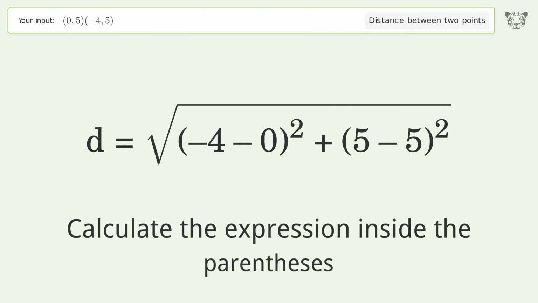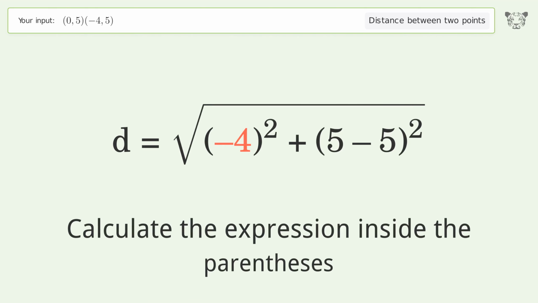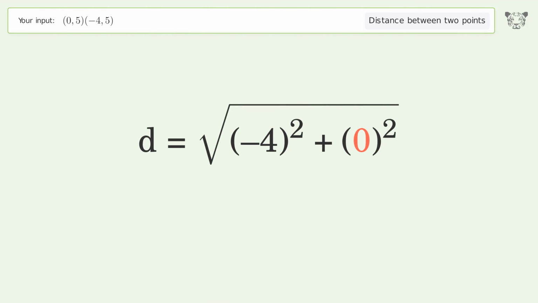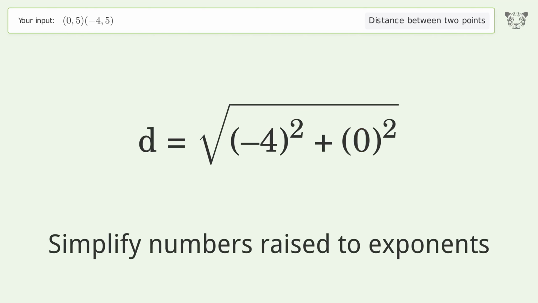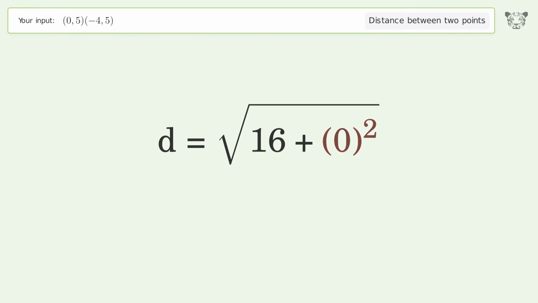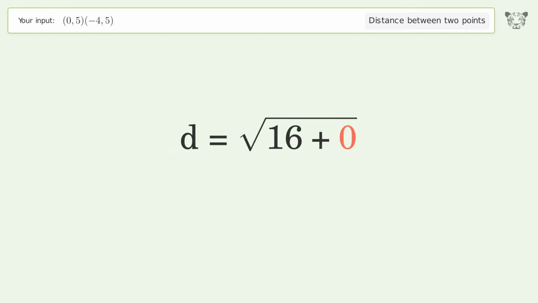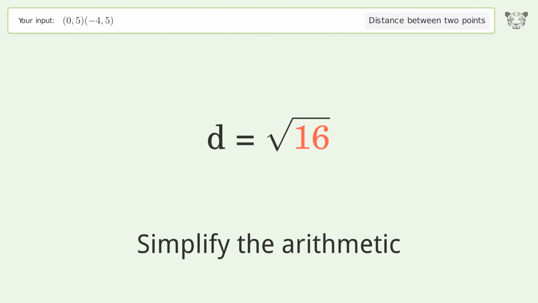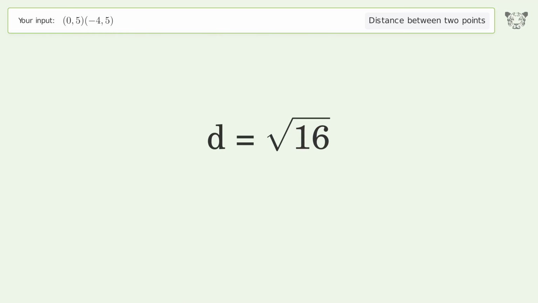Calculate the expression inside the parentheses. Simplify numbers raised to exponents. Simplify the arithmetic. And so the distance between the 2 points is the square root of 16 or 4.